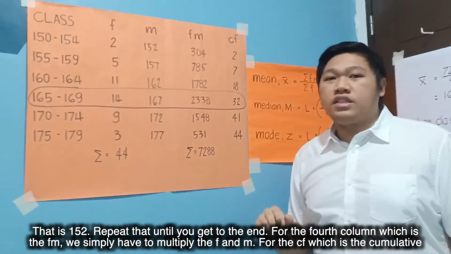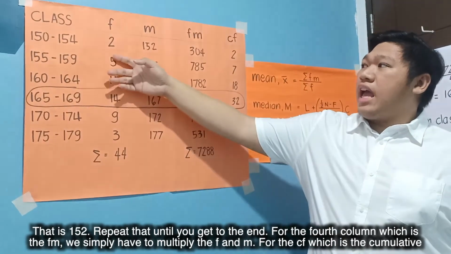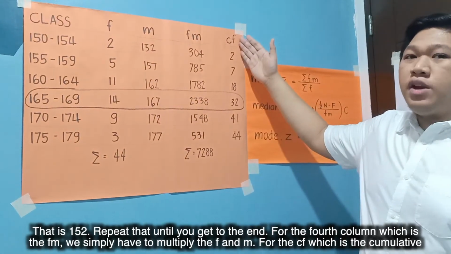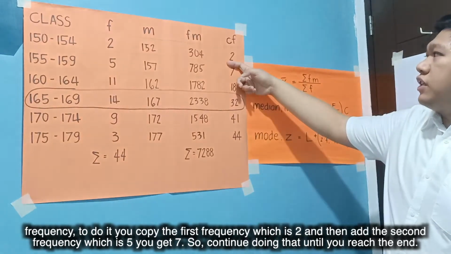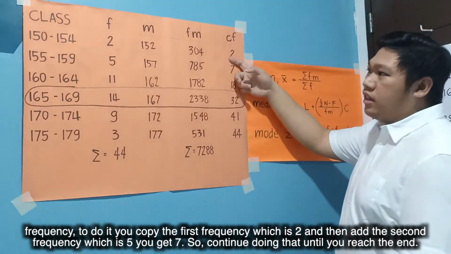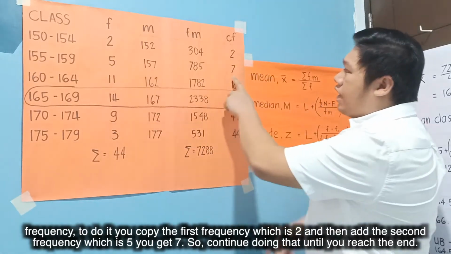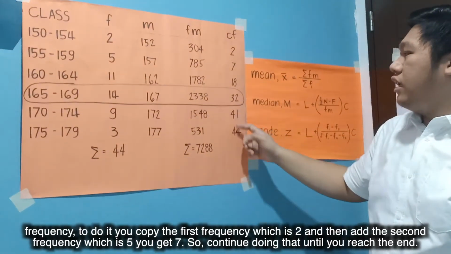For the fourth column, which is FM, you simply have to multiply the F and M. For the CF, which is cumulative frequency, to do it, you copy the first frequency, which is 2, and then add the second frequency, which is 5, you get 7. So continue doing that until you reach the end.